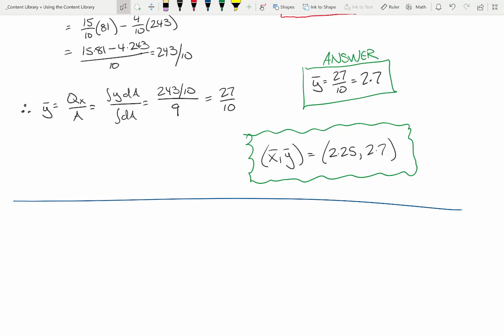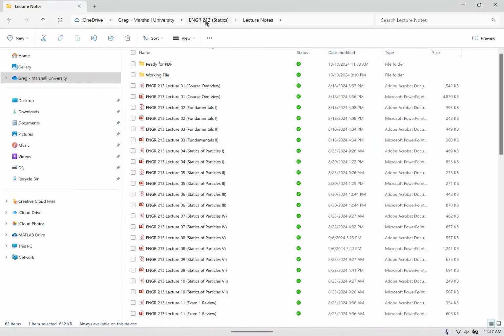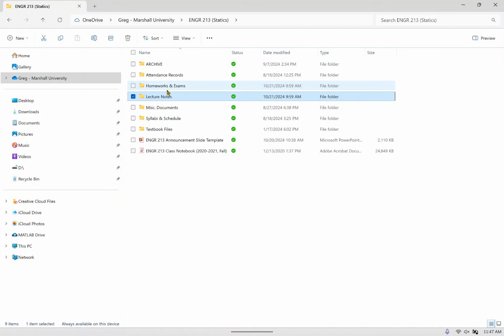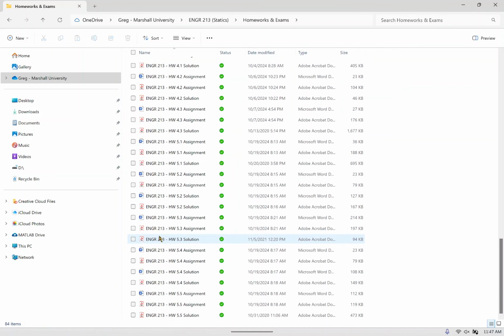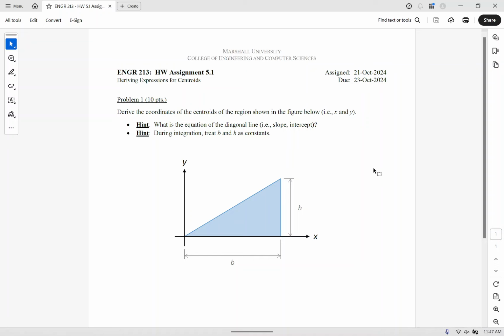All right, I want to show you something real quick. I have a sort of homebrewed assignment for you. This is your assignment. I want you to derive the coordinates of this centroid, okay? This is a triangle, right? I want you to figure out where the centroid is. It is on the shape. It'll be somewhere about right here, okay?